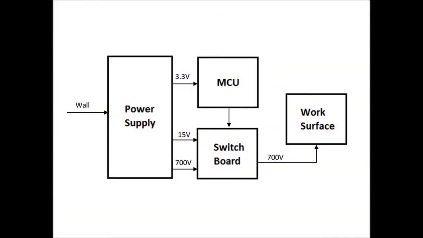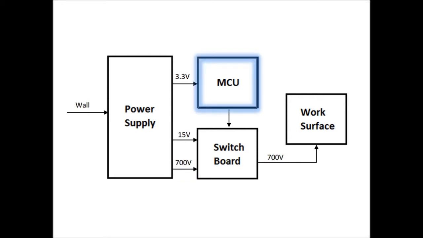The basic block diagram for the digital microfluidic system is displayed here. The power supply plugs into a standard wall outlet and includes an AC to DC conversion, a voltage step down to supply the low power electronics of the system, and a voltage step up used to create the electric field at the work surface. It provides a 3.3 volt rail, a 15 volt rail, and a 700 volt rail.